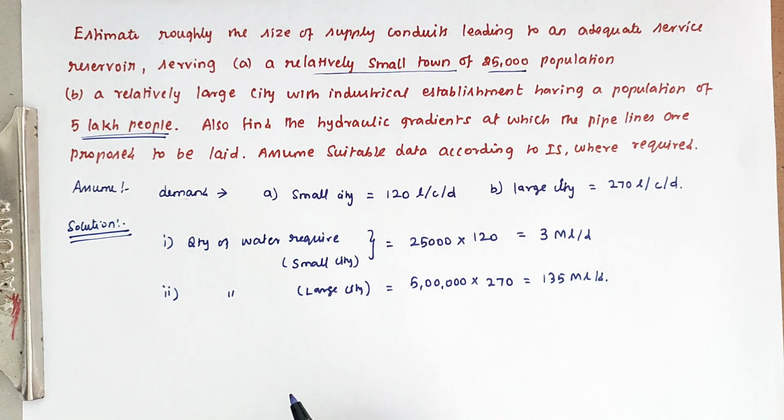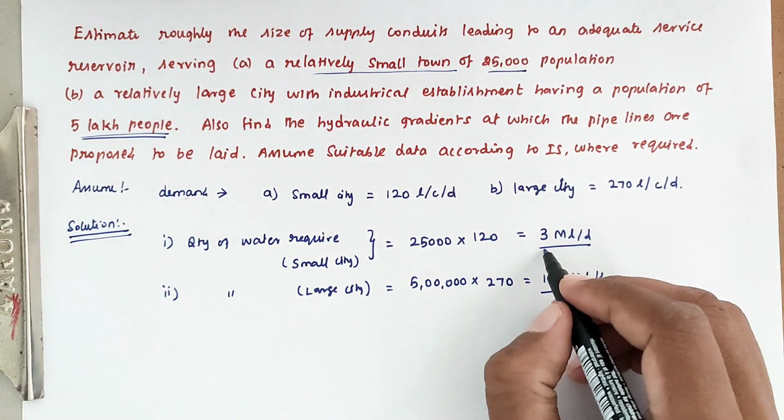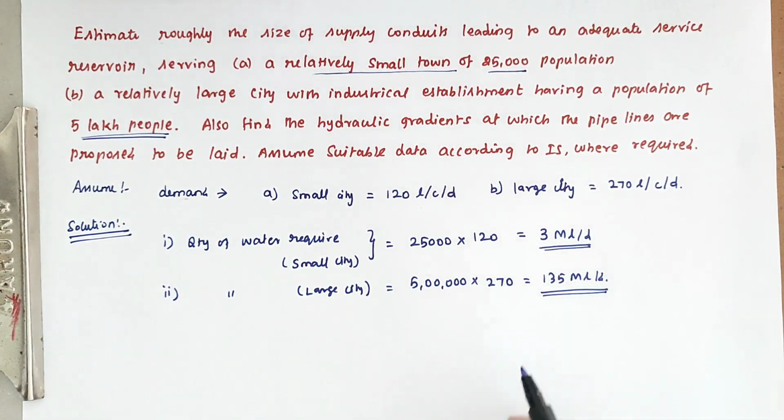Now we assume that the maximum daily demand is 1.8 times the average. These are all the average demand per day. On some days the demand will be high and on some days the demand will be low. So we have to supply the peak demand. We have to design the conduits for peak demand, so we assume 1.8 times the average demand.